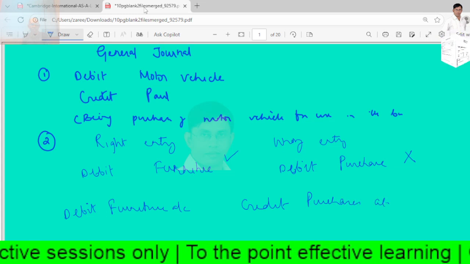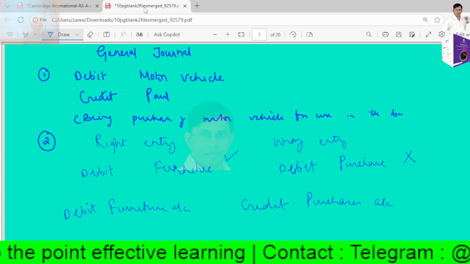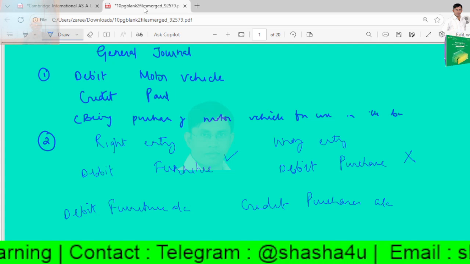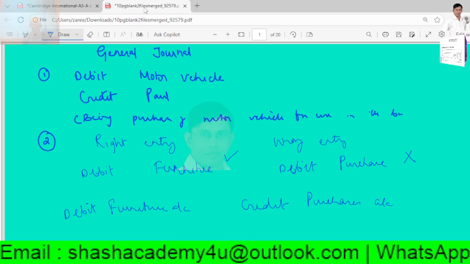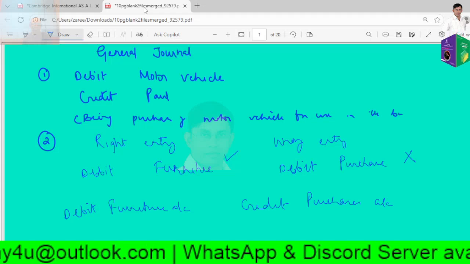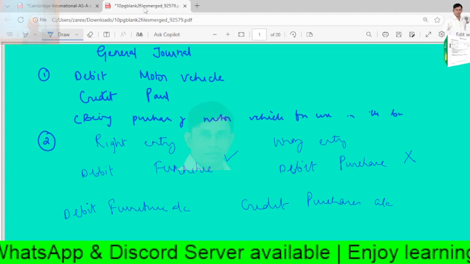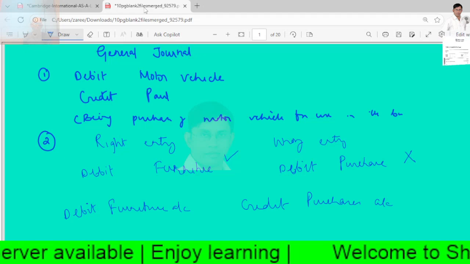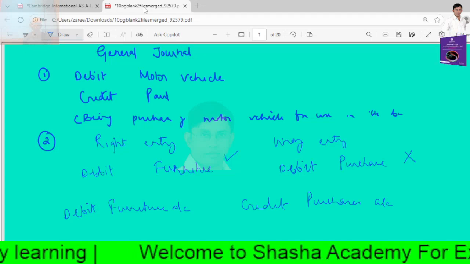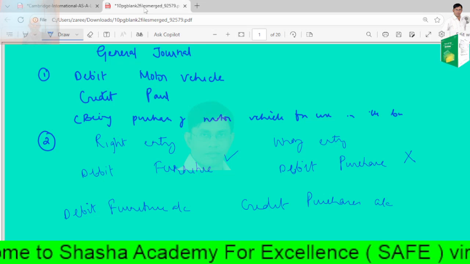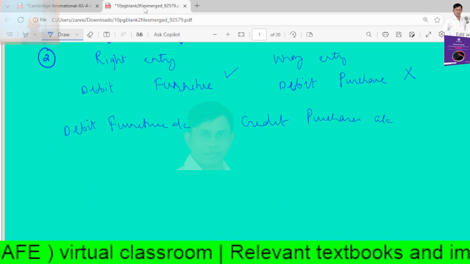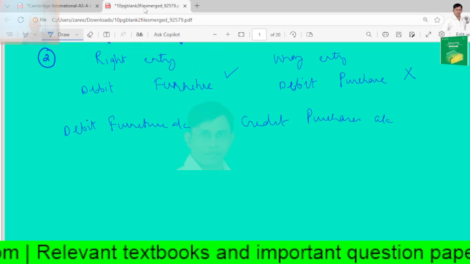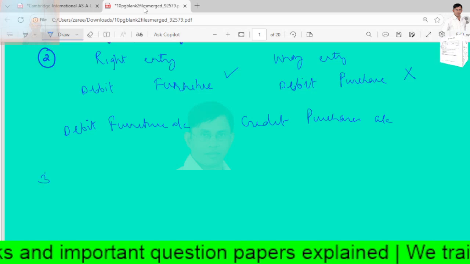So what happens when we credit purchase? The purchase which has been debited will cancel out, so it will go off. We debit furniture, because that is the right entry, and credit purchase. So the entry will be rectified automatically. Okay, this is the entry. So next, third one.